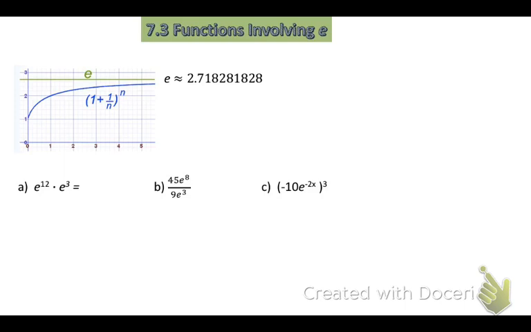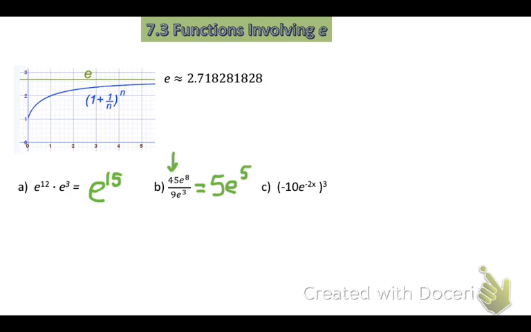Okay, so recall that when we are multiplying and we have exponents, we actually add them. So it's going to be e, and then 12 plus 3 is 15. So e to the 15th. The next one, the number values, 45 divided by 9 is 5. And then when it's division, we actually subtract, because remember it's e times e times e times e 8 times, and e 3 times in the denominator, and we can cancel out 3 of those. So it's going to be 5e to the 5th.